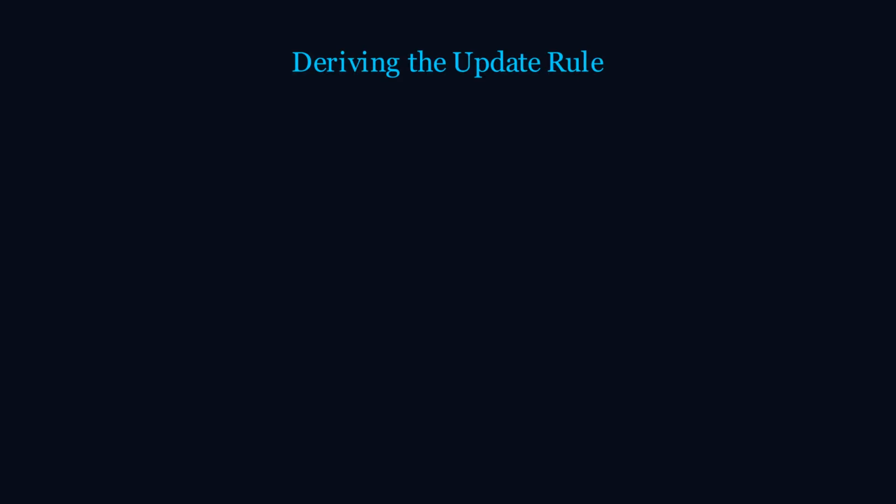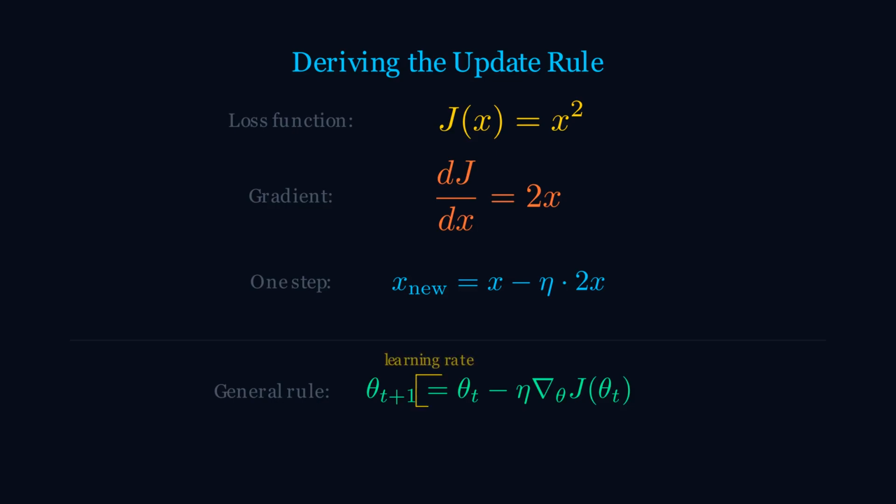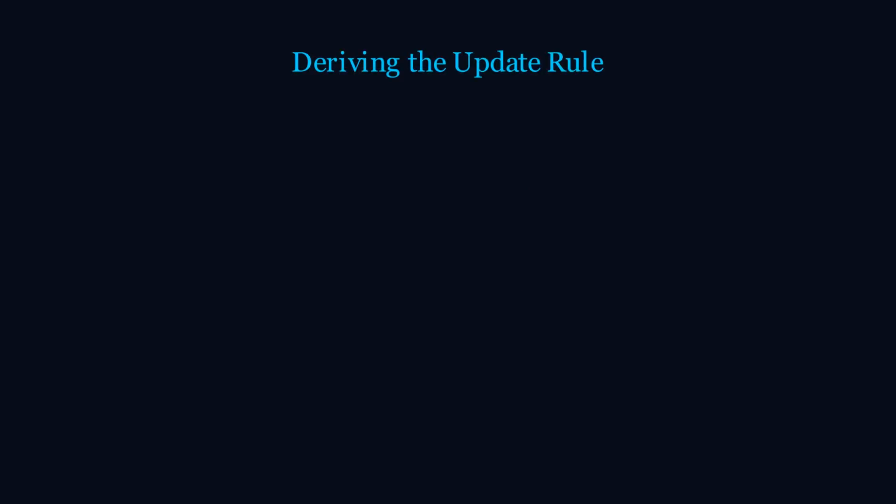Let's derive the update rule precisely. Our loss function is J of x equals x squared. The derivative, the gradient, is 2x. At position x equals 3, the gradient is 6. The surface rises steeply to the right, so we step left. Subtract the gradient, scaled by eta. New x equals old x minus eta times 2x. Eta is a small positive number, the learning rate. It controls the step size. We apply this update repeatedly at every step.